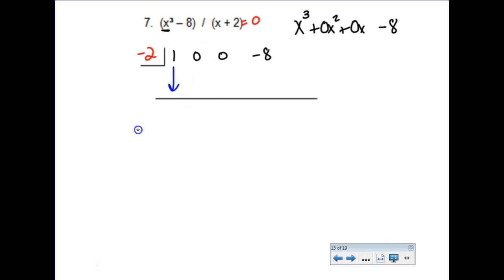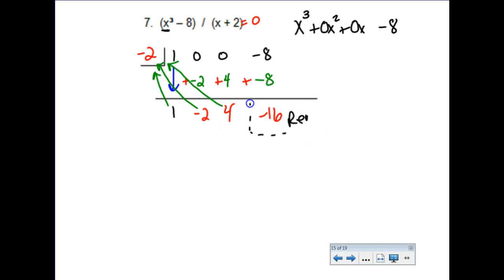Bring down your lead-off term, and then we do a series of multiplies and adds. So multiply, I get -2, and then add up that column, and I get -2. Alright, multiply the next one, I get +4, add up that column, and I get 4. Not very exciting math. One more. Multiply 4 times -2, and I get -8. Now, these do not cancel, so be careful. -8 plus -8 is actually a -16. So this time I do have a remainder.